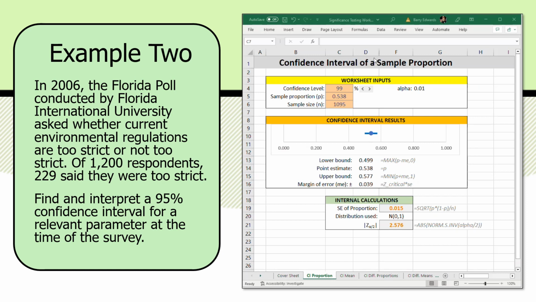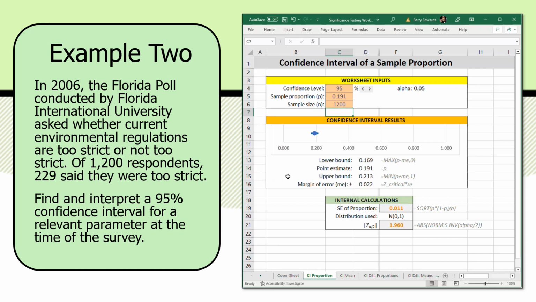I'm back using the confidence interval of a sample proportion worksheet. It asks for a 95% confidence interval, so I will click the confidence level down to 95. For the proportion, I'm going to let Excel calculate this for me. So I'm going to enter equals 229 out of 1,200. So it gives the sample proportion is 0.191. And our sample size in the problem is 1,200. So I will enter. And we found our confidence interval.